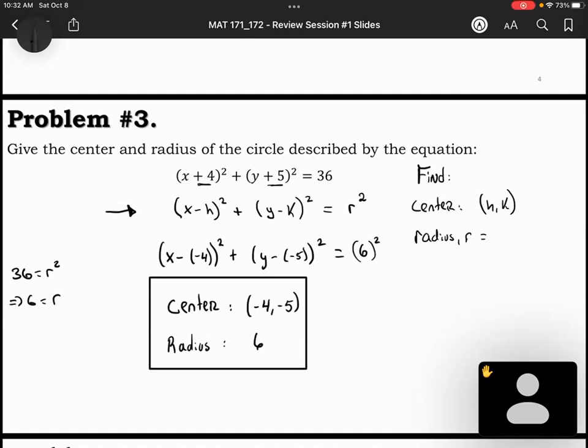Alrighty. Are there any questions on problem number 3? I see a hand up. Yes, Mahmoud. Wait, how did you get the -5 and -4? Because if we square negative 4, which would be +16, isn't it?